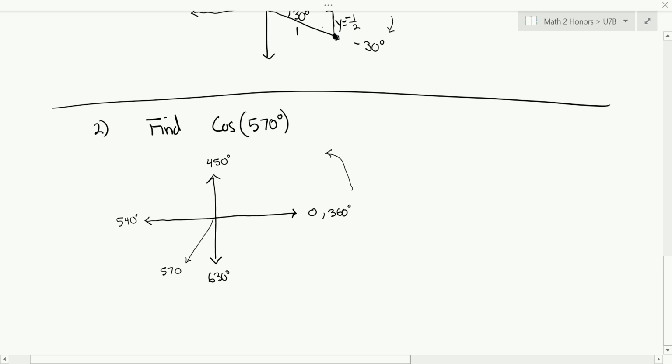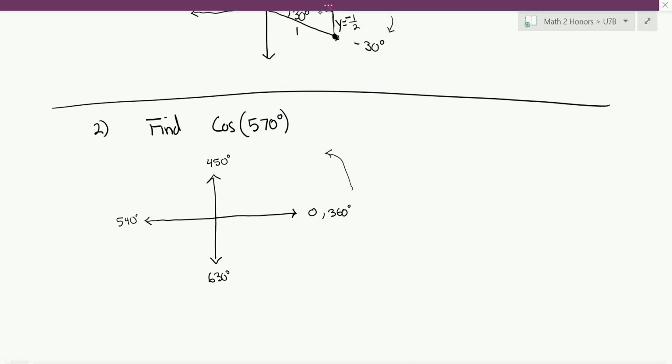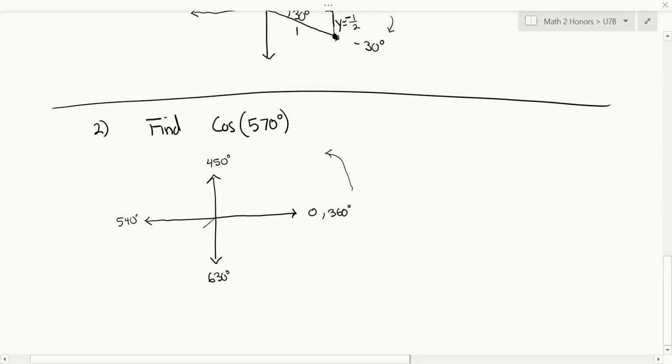Actually, I probably should be closer to 540. Let me fix that a little bit. Okay. So my reference angle is between the terminal side and the x-axis. It's this angle here. It's the acute angle here. And I'm going to draw an altitude to create a right triangle. And to find my reference angle, I need to subtract my 570 and my 540 and make it positive. And what do we get? 30 degrees.